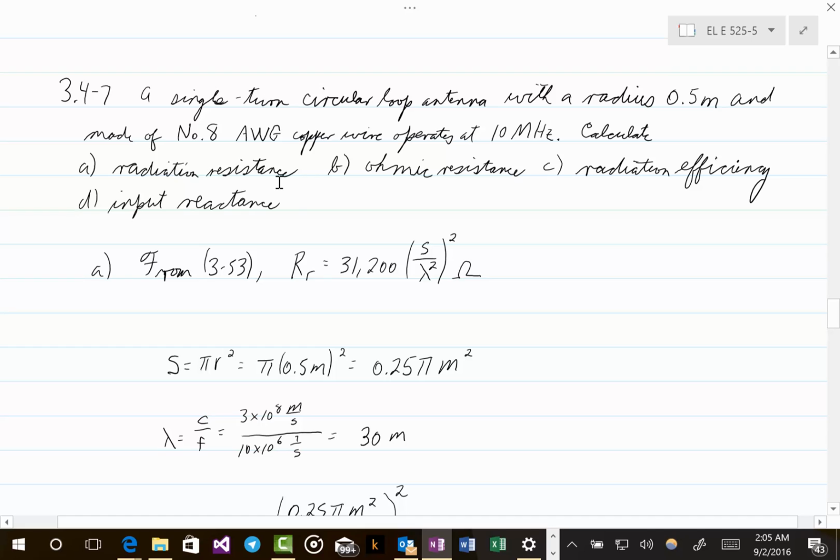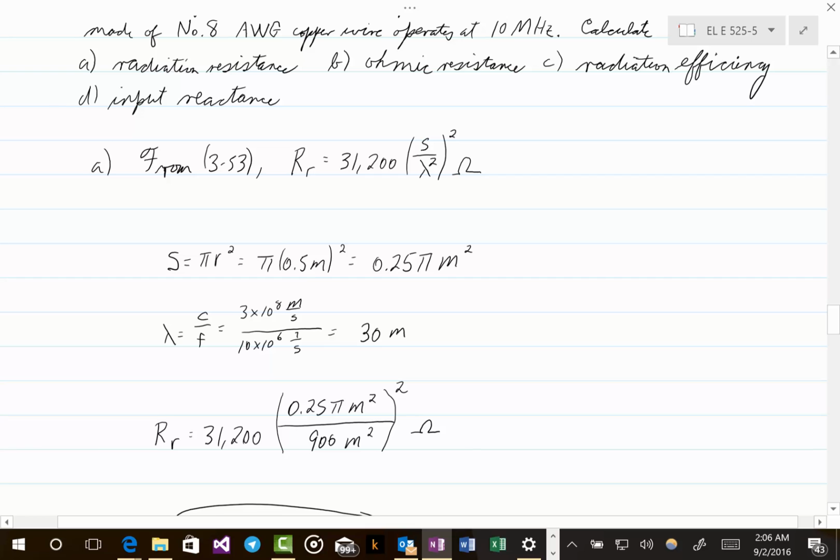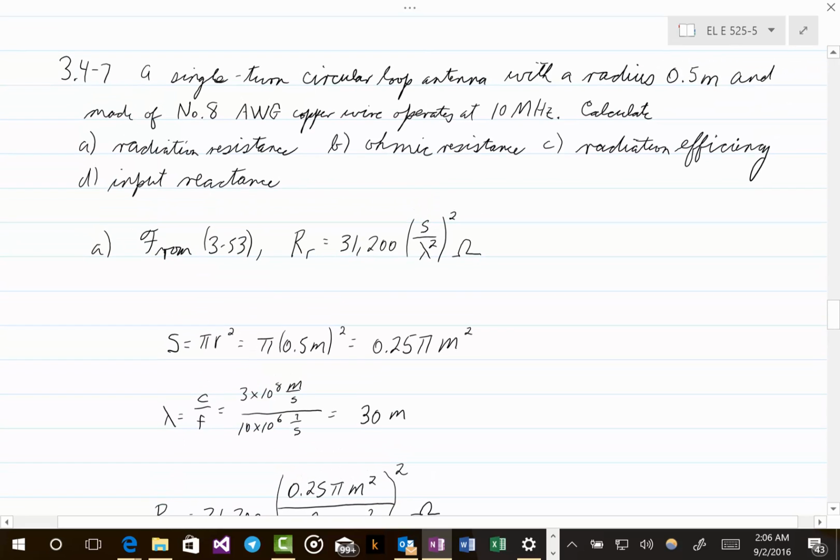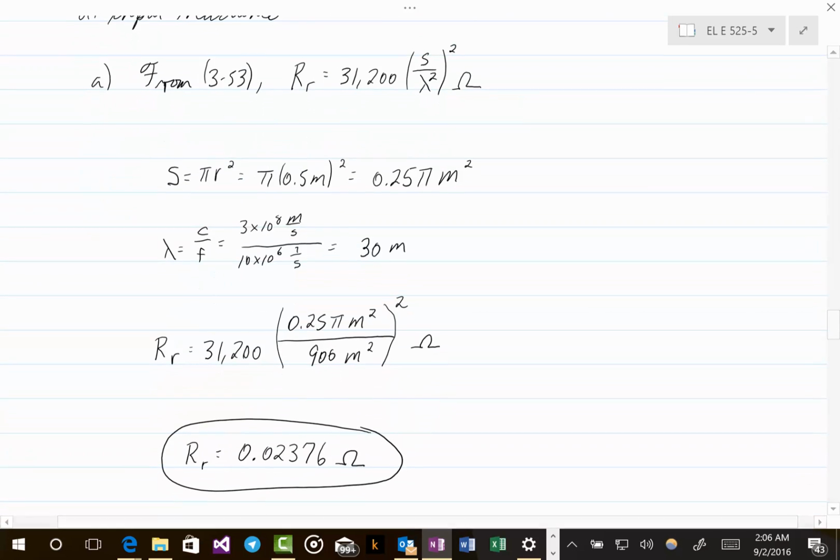A, we want to calculate the radiation resistance. Well, from equation 353, we have the radiation resistance is 31,200 times S over lambda squared quantity squared, and that gives us the radiation resistance in ohms. Now S is the area enclosed by the loop, which of course will be pi r squared. And we're told in this case that the loop had a radius of 0.5 meters. So we have pi times 0.5 meters squared, or 0.25 pi meters squared.